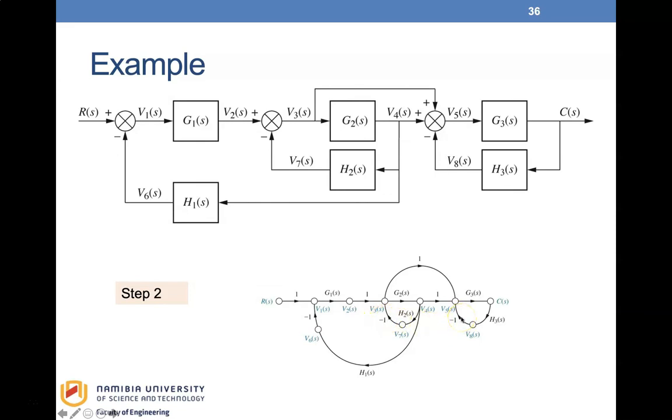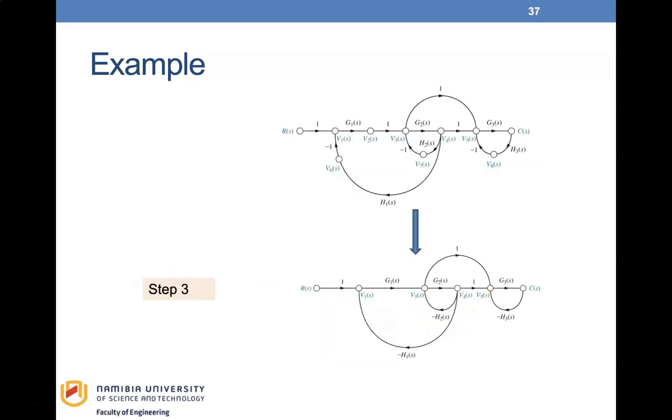Finally, we can further reduce the diagram by eliminating signals that have a single flow in and a single flow out. These are V subscript 2 of S, V subscript 6 of S, V subscript 7 of S, and V subscript 8 of S. This will lead to this last simplified signal flow graph.